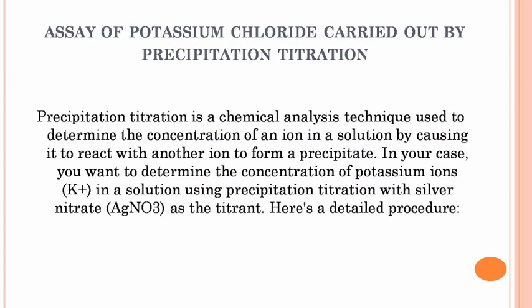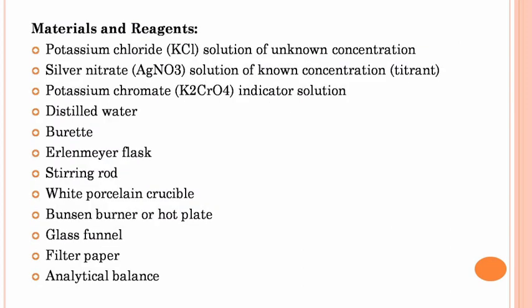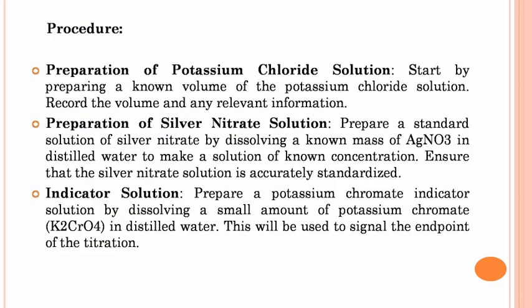Here's a detailed procedure. Materials and reagents used: potassium chloride, KCl, solution of unknown concentration; silver nitrate, AgNO3, solution of known concentration, titrant; potassium chromate, K2CrO4, indicator solution; distilled water; burette, Erlenmeyer flask, stirring rod, white porcelain crucible, Bunsen burner or hot plate, glass funnel, filter paper, analytical balance. Procedure. First, preparation of potassium chloride solution.